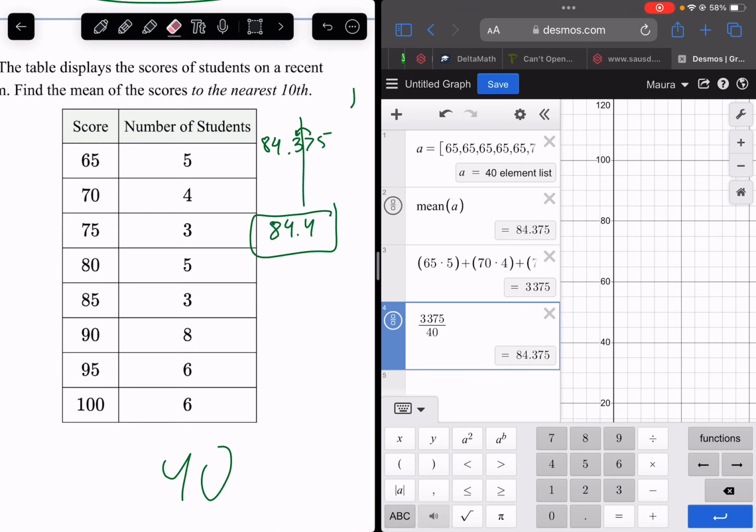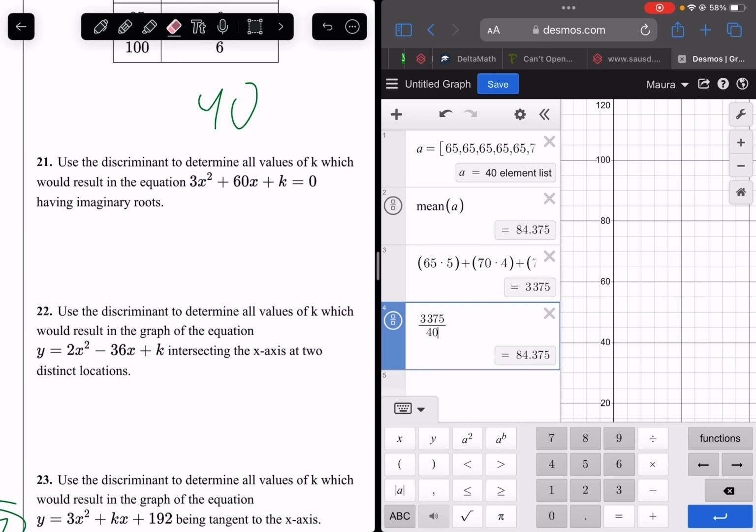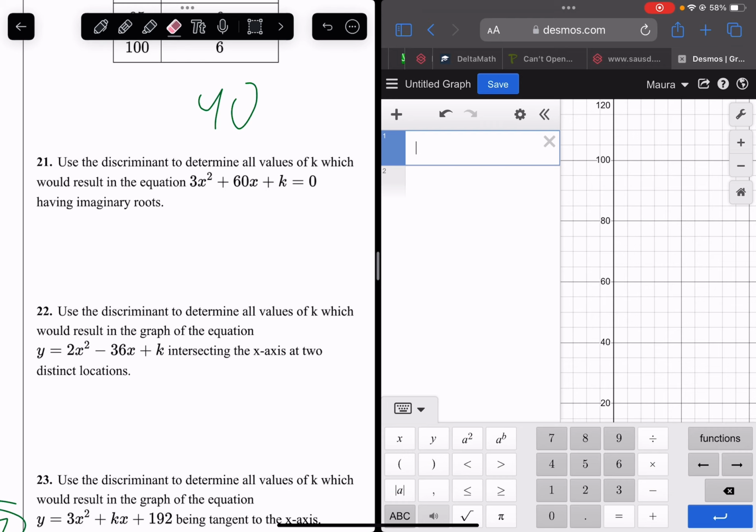So I just wanted to give you different ways you can solve this. You might find this method quicker, so absolutely feel free to do it that way as well, all right? All right, so let's go ahead and try number 21. Now for this one, we're going to try something called the slider in Desmos.